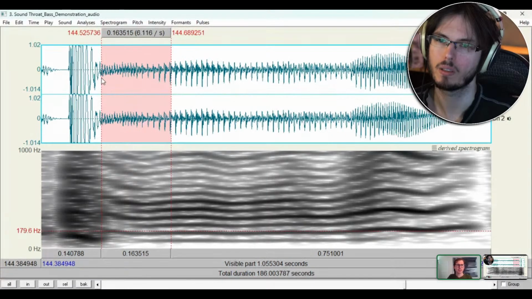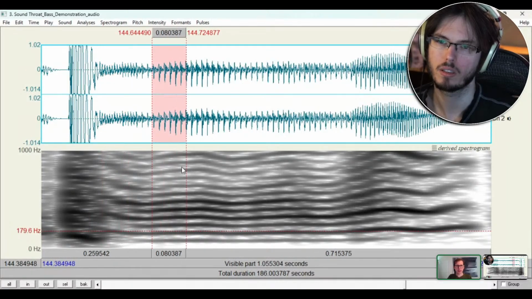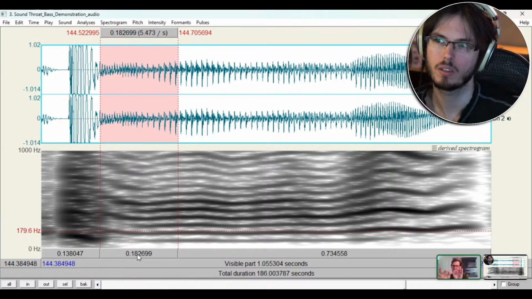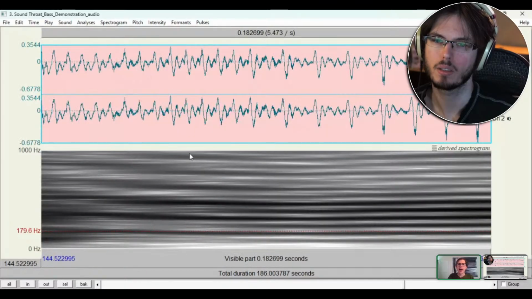Okay, so I'm going to play again because I want to make sure we're all on the same page. Plain voicing, just the vocal folds vibrating, followed shortly by throat bass. And you can hear the one coming in after the other. You hear the plain becoming that gravelly throat bass sound. And if we zoom in on this, I can make a selection early on.